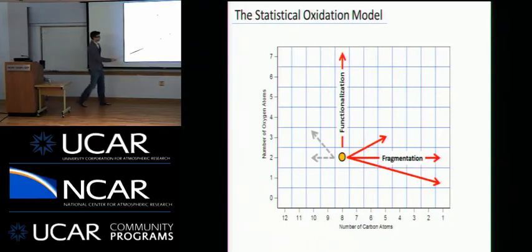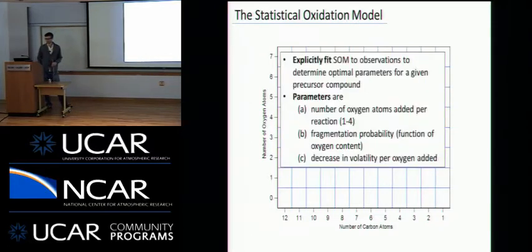And so one species might start down here, some parent compound might start down here and react, and it's going to move and it's going to start to spread its way through this space as the rules that govern the chemistry of functionalization and fragmentation move it around. And the approach that we've taken is to take this model and explicitly fit it to observations in order to determine optimal parameters that describe this movement through the space for a given precursor compound. And we've come up with 6 parameters that we think can describe this movement reasonably well.